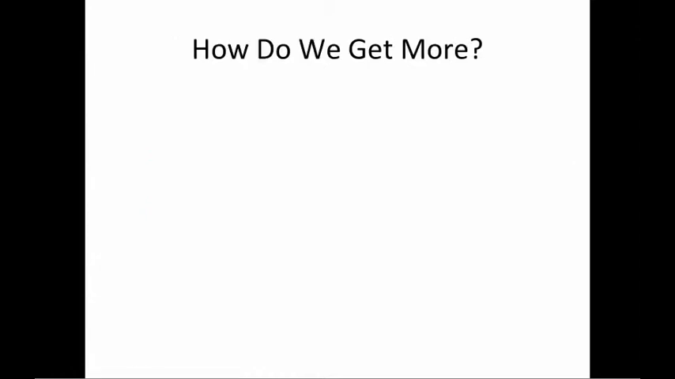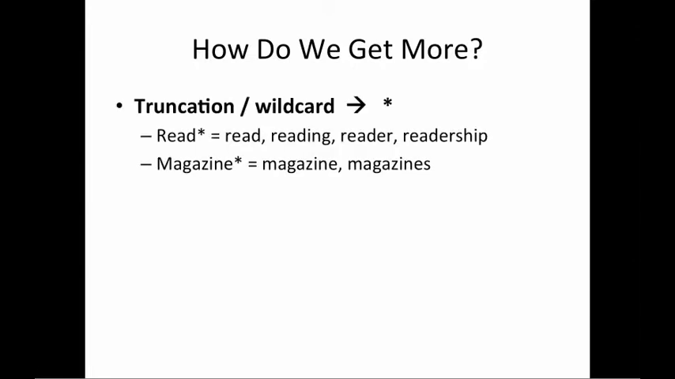So how do we get more results? This is the really important part. How do we revise our keywords, change things around so we get more results? The first thing I want to show you is using the truncation symbol or the wildcard symbol, which is the asterisk. And you see here that read asterisk will get read, reading, reader, readership. It'll also get irrelevant things like ready, but that's okay.